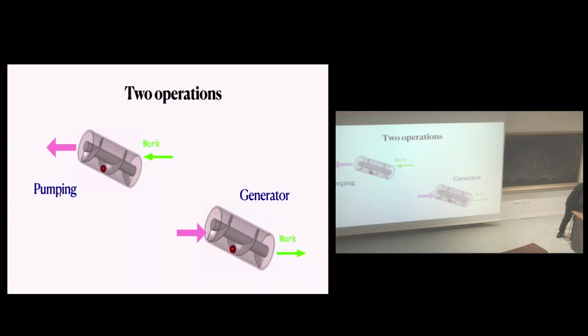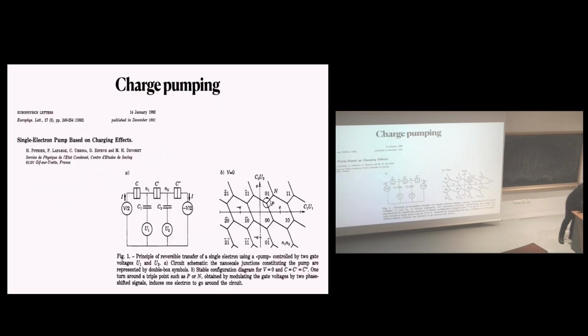This actually has two operational modes. One is the pumping I showed before. The other is the generator. You can use the water or the balls to rotate the screw inside the tube, and in this way generate work. So this is the classical illustration of the mechanism of pumping, and it was implemented some time ago with electrons. This is an experiment that was done some time ago.